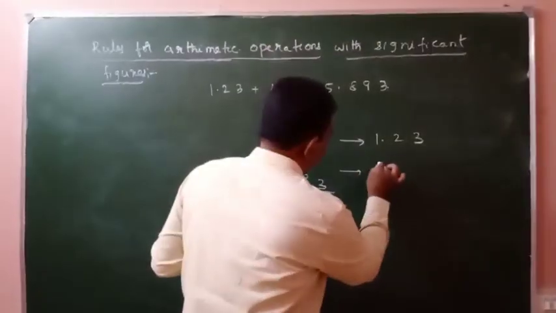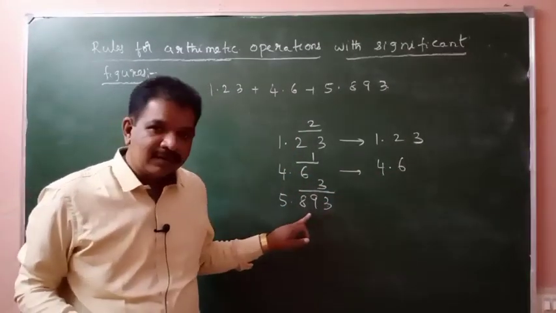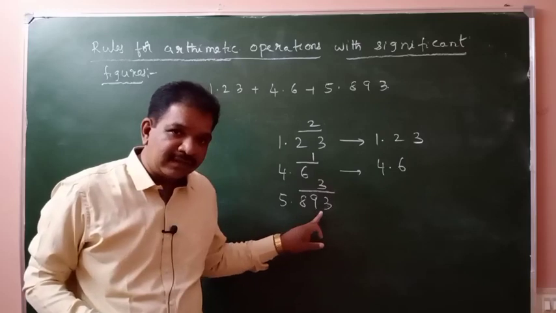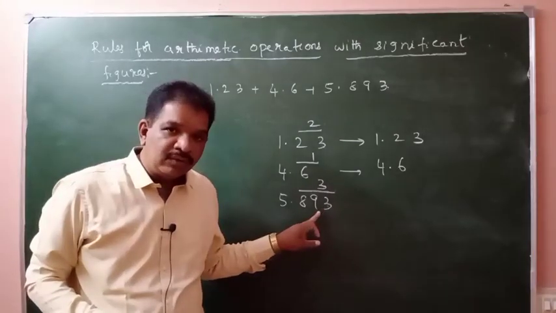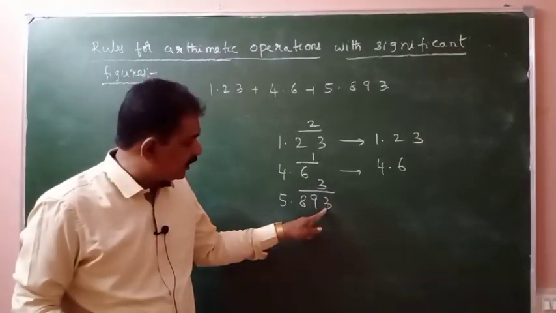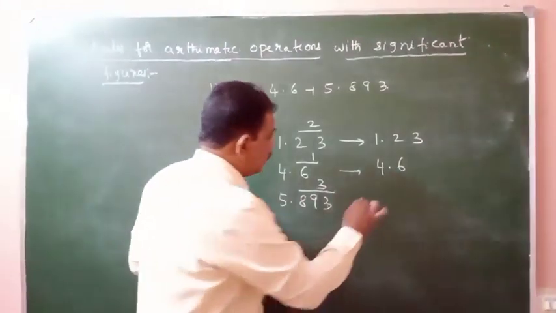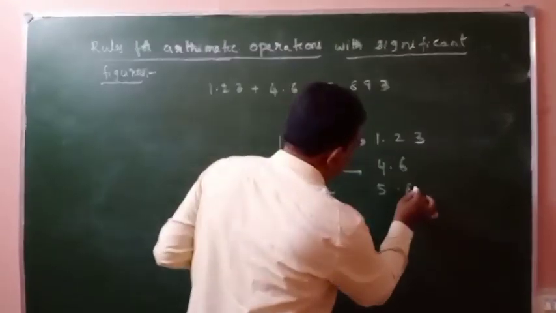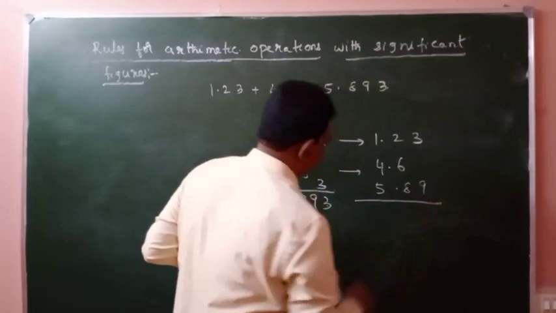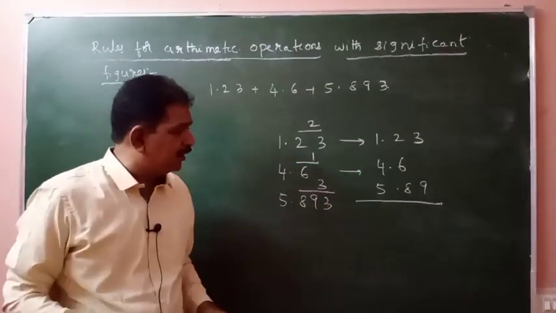Write this 4.6. Here how many are there? 3 significant figures are there. You have to round it to 2 significant figures. So discard this 3. Preceding digit will not be changed. So it becomes 5.89. If you discard this, the preceding digit will not be changed.